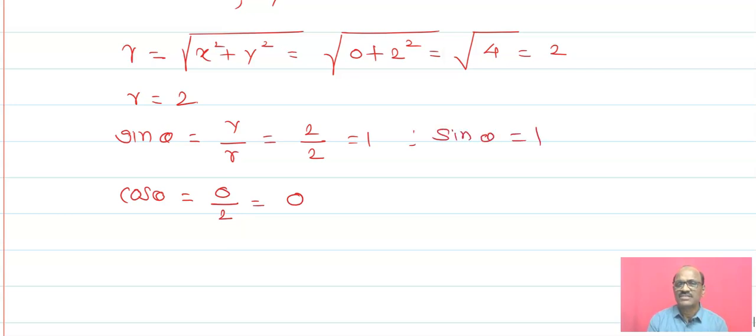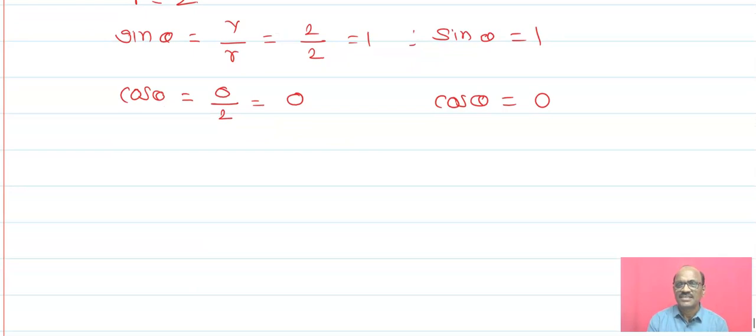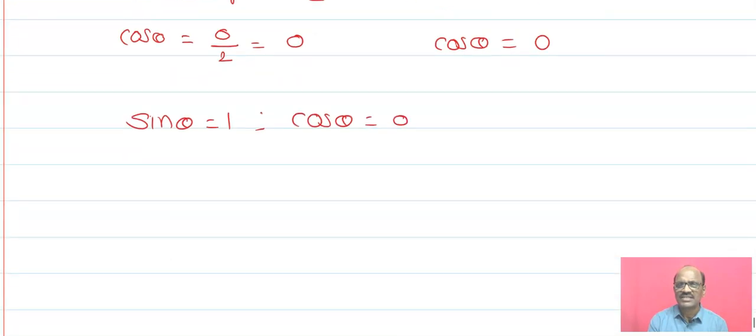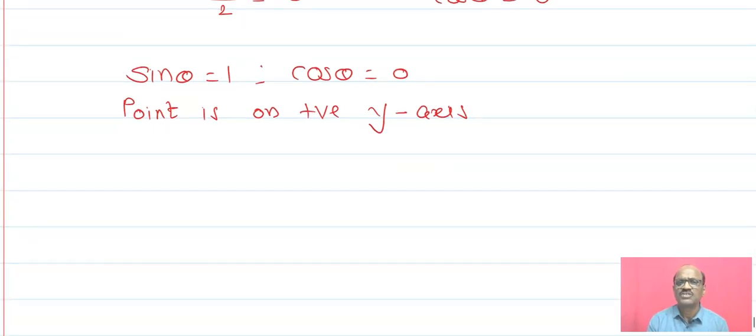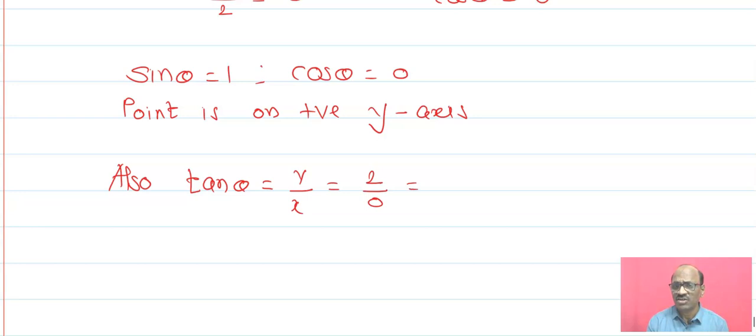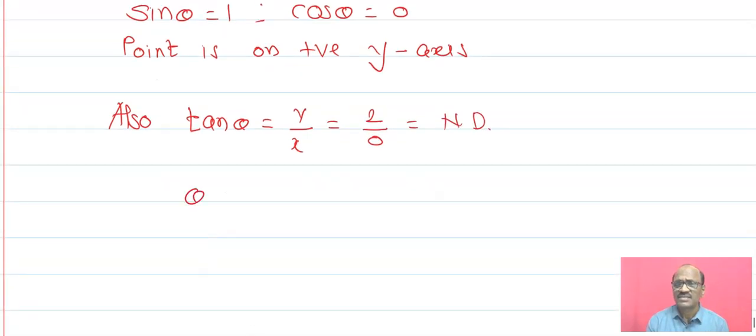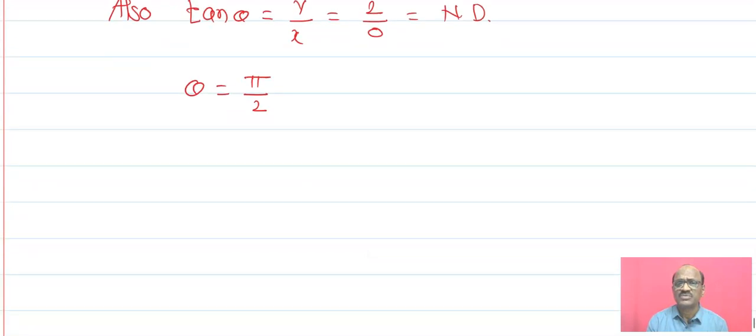Now this is a very simple thing: the point lies on the y-axis, and it is on the positive y-axis, because above the x-axis it is the positive y-axis, and below the x-axis it is the negative y-axis. It's clear that theta is equal to pi by 2. Sin theta is equal to 1 and cos theta is equal to 0. The point lies on the positive y-axis. Also tan theta is equal to y upon x, and we get not defined, therefore theta is equal to pi by 2.